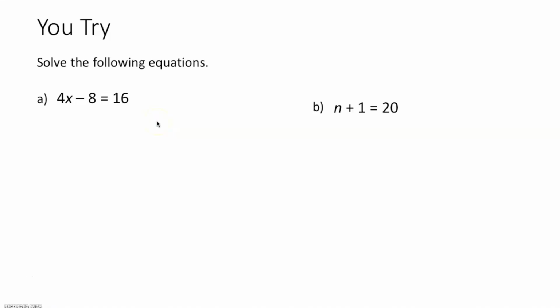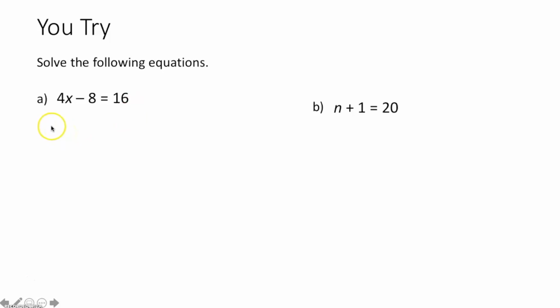You try. Okay, so again, when solving equations, we need to first simplify, then move, then solve. Simplify, move, solve. Step 1, simplify each side if necessary. So we look over here. Can we simplify this side of the equation? No, this has an x and this does not, so we cannot subtract these two. Over here, this is already a 16, so that's simplified.